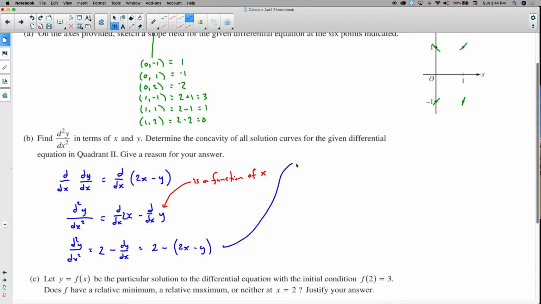Okay, so moving this over then, I've got the second derivative is equal to 2 minus 2x plus y, on the distributing of the negative sign. Okay, so now let's move on to this part about concavity. It says to determine the concavity of all solution curves for the given differential equation when we're in quadrant number 2. Give a reason for your answer.